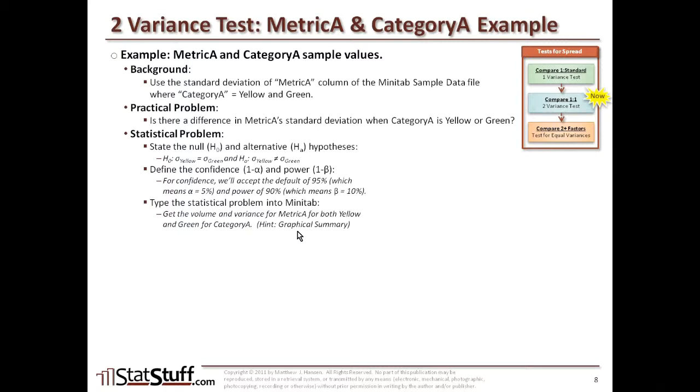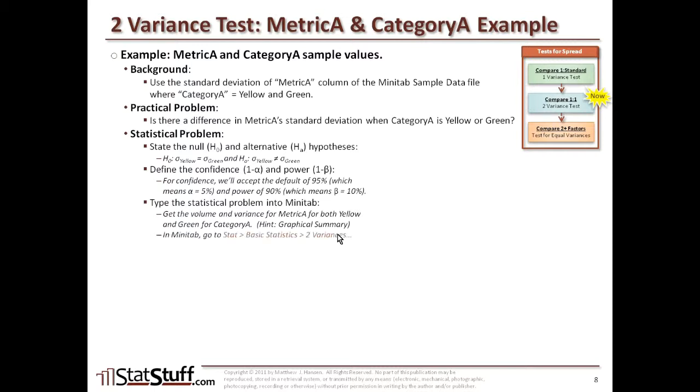Well, the hint that you can use is the graphical summary. You create a graphical summary like we've gone over before in Minitab, and you can specify that you want the graphical summary to be broken out for category A. That means it'll create a graphical summary for each of those different discrete values within category A, yellow and green being among those. So as you look at the results for those discrete values, then you can see within the output for at least the yellow and green category A options, you can see from there the volume within each one as well as the variance or the standard deviation as well.